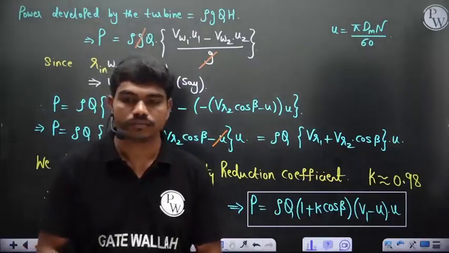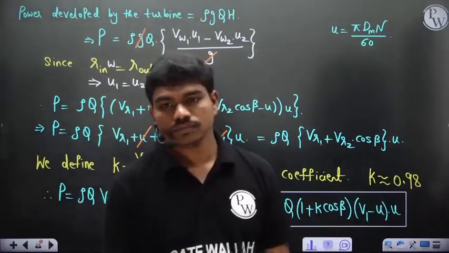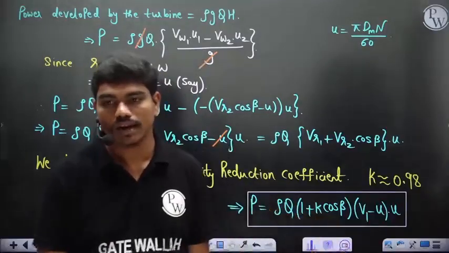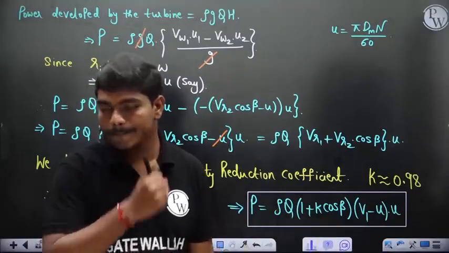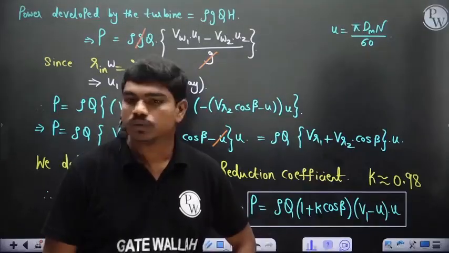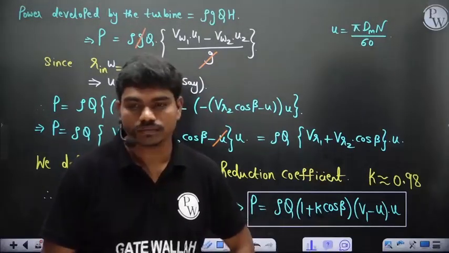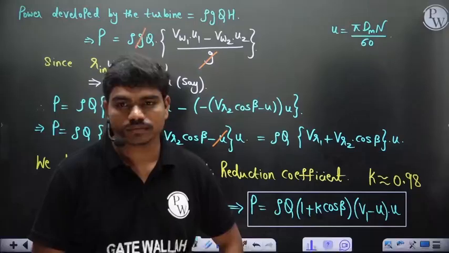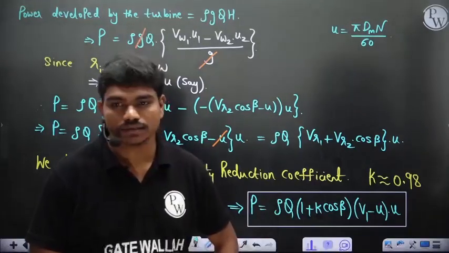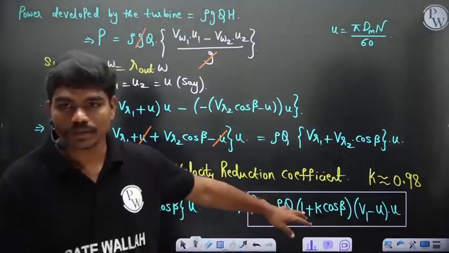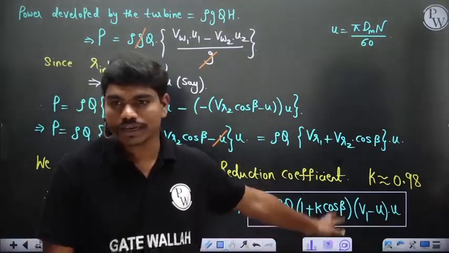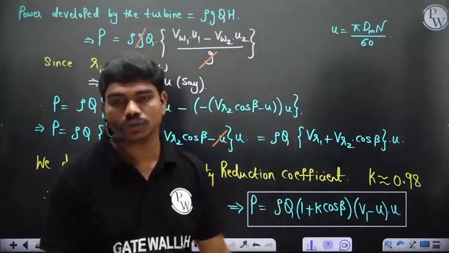Is this clear? Did you understand how we have done this power calculation for this Pelton wheel? Yes or no? Okay, yes. Are you all understanding how I got this calculation: rho Q into 1 plus K cos beta into V1 minus U into U, of course.